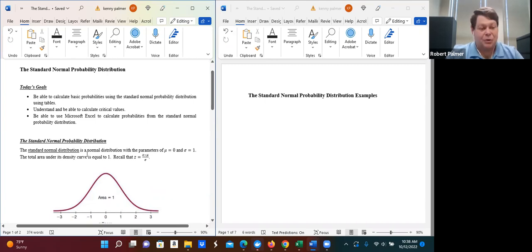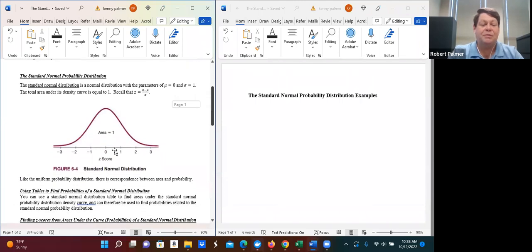Now, the standard normal distribution is a normal distribution with the parameters of mu equals 0. So the mean is 0, right in the middle. Remember, in a bell-shaped curve, your mean is right in the middle. And the standard deviation is 1. We get this from the z-score. We find a z-score by taking a data value, subtracting the mean from it, and then dividing by the standard deviation. What that gives you is a distribution essentially in terms of standard deviations. So, for example, that gives you a normal distribution where your mean, which of course is in the middle, is 0.